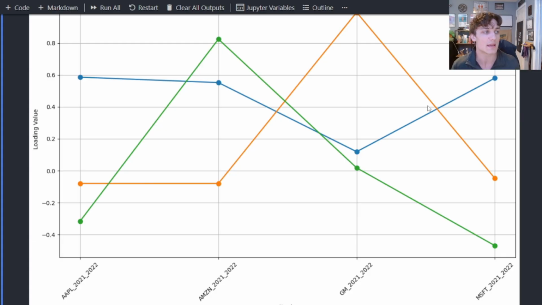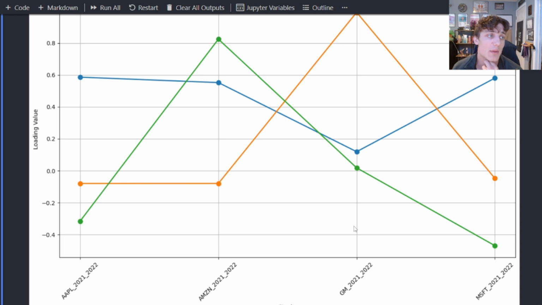Given that all of these loadings are on stocks that are pretty different from one another, I would say Amazon, Apple, and Microsoft are probably of the same sector, but GM certainly is not. How on earth do they all have very similar positive loadings? Well, maybe principal component 1 is a market risk component, capturing common variation in Apple, Amazon, GM, and Microsoft caused by market risk.